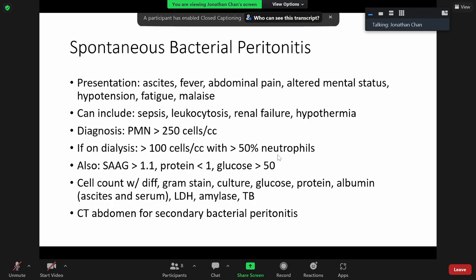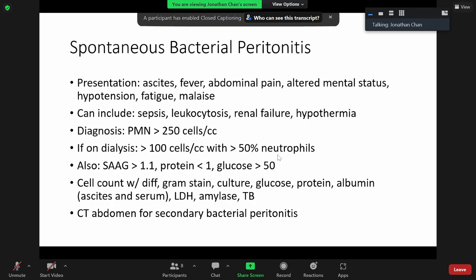Some other common diagnostic findings for SBP include a serum ascites albumin gradient greater than 1.1, a protein level less than 1, and a glucose level greater than 50. After we do the paracentesis, there's a number of different labs we can check, including a cell count with differential, a Gram stain, a culture, glucose, protein, albumin, LDH, amylase, and TB.